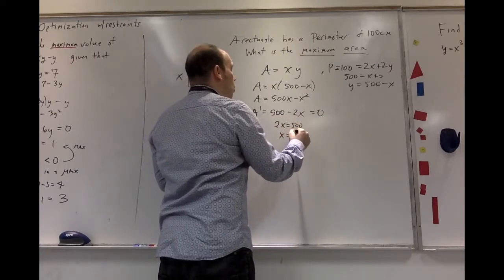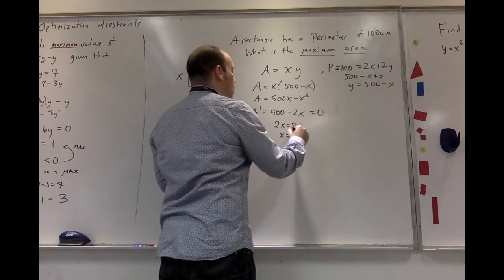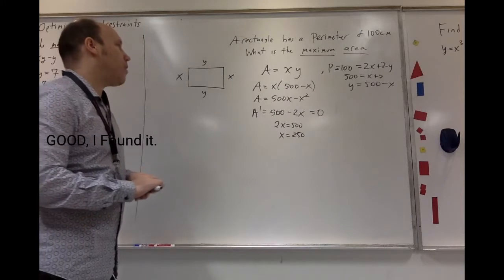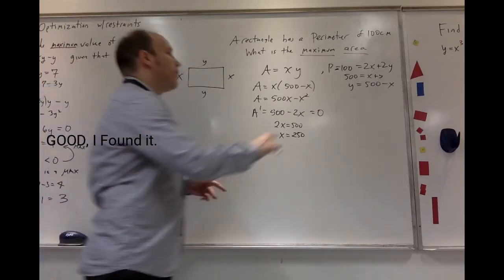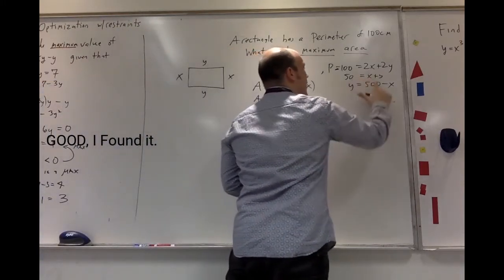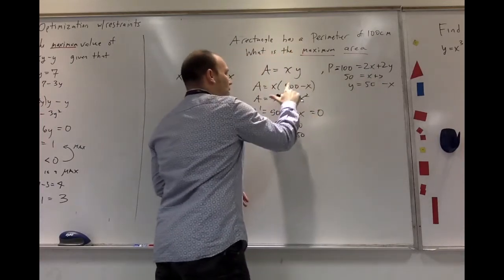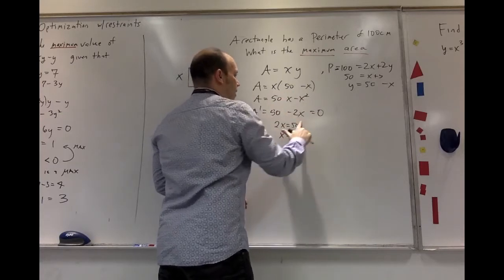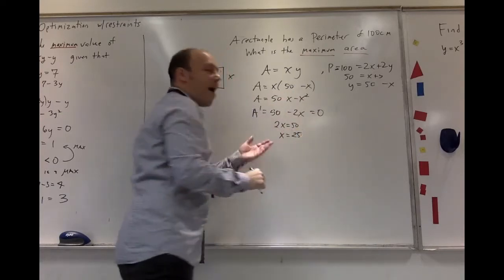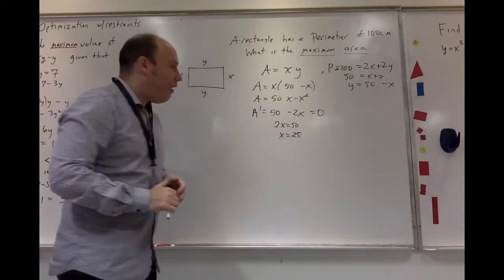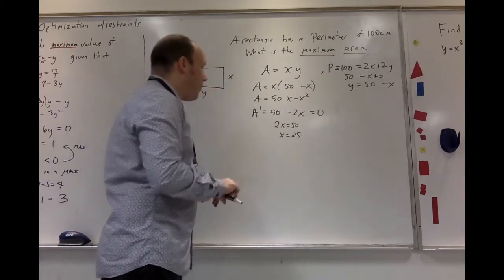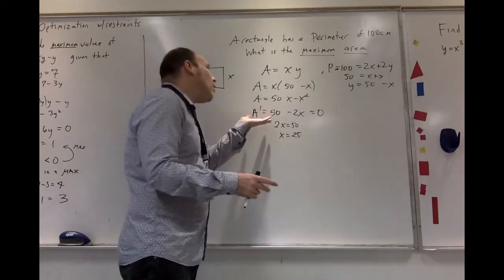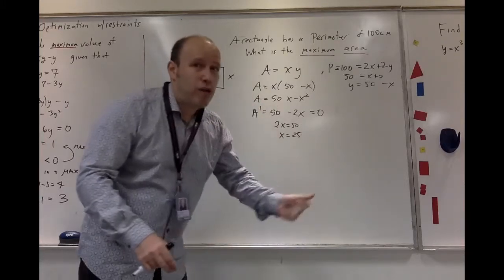X equals 250. Is that right? I made a mistake somewhere. Oh, I'm sorry. Here's my mistake. 50, 50, 50, 50, 50, 50, 25. X equals 25. Good catch. So anyway, x is 25.